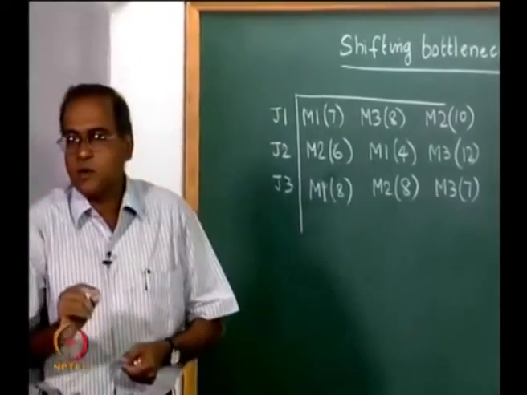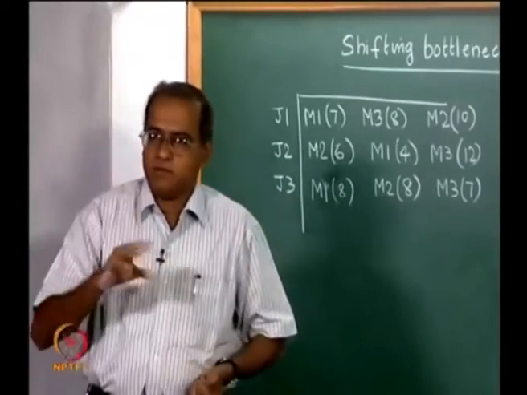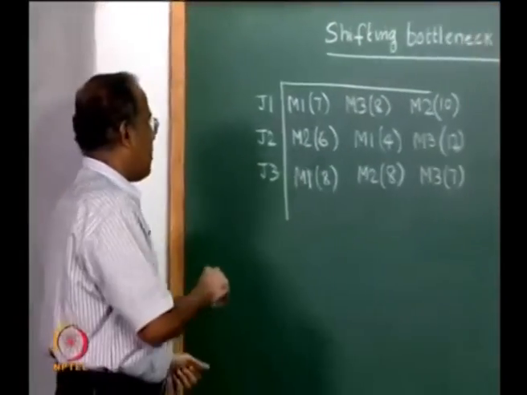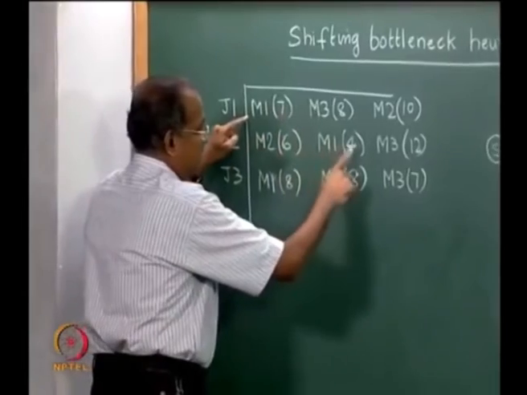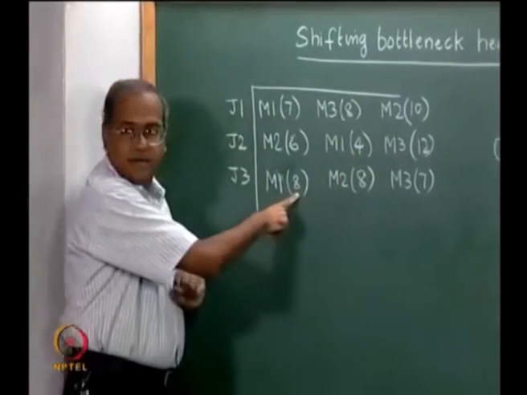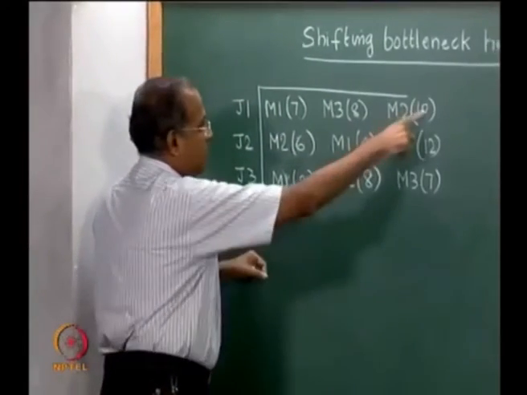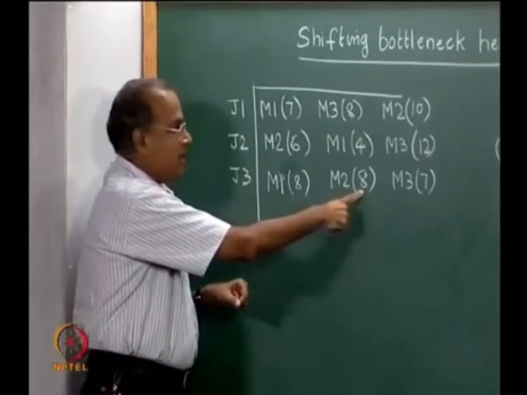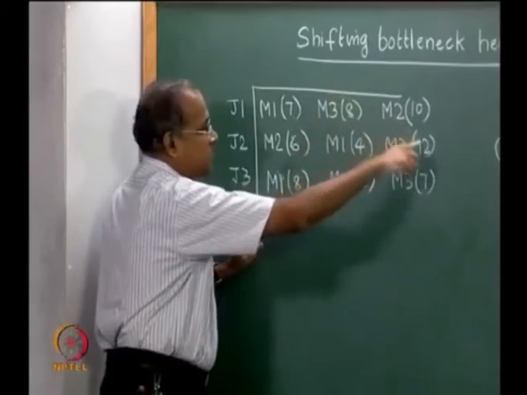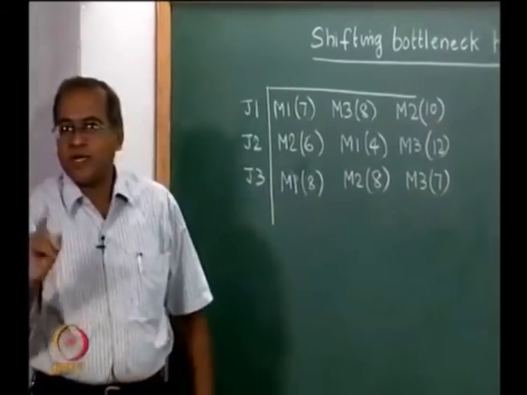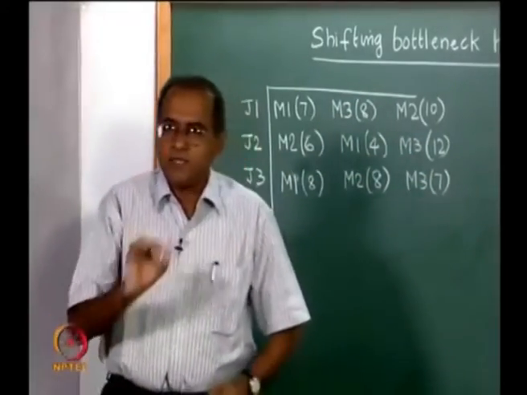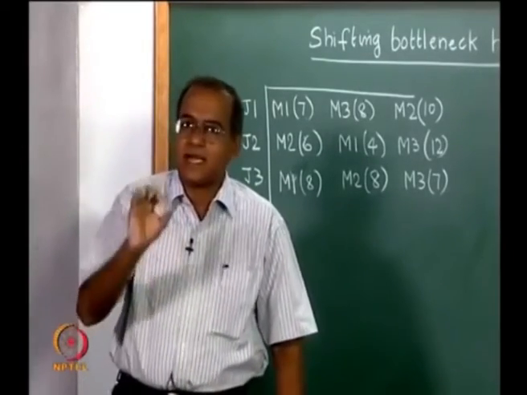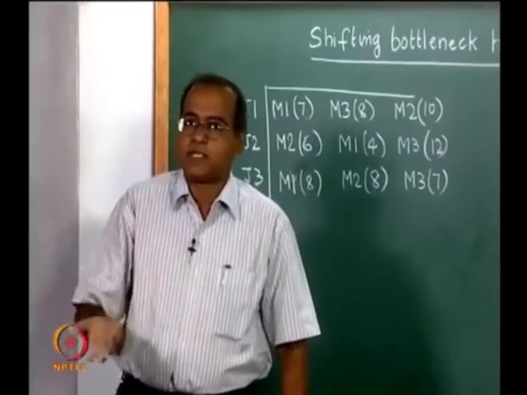Let us also try and look at machine times on the 3 machines that are required. So, M1 requires 7 plus 4, 11, plus 8, 19. M2 requires 10 plus 6, 16, plus 8, 24. M3 requires 8 plus 12, 20, plus 7, 27. So, M3 with a load of 27 represents a slightly tighter lower bound on the makespan.